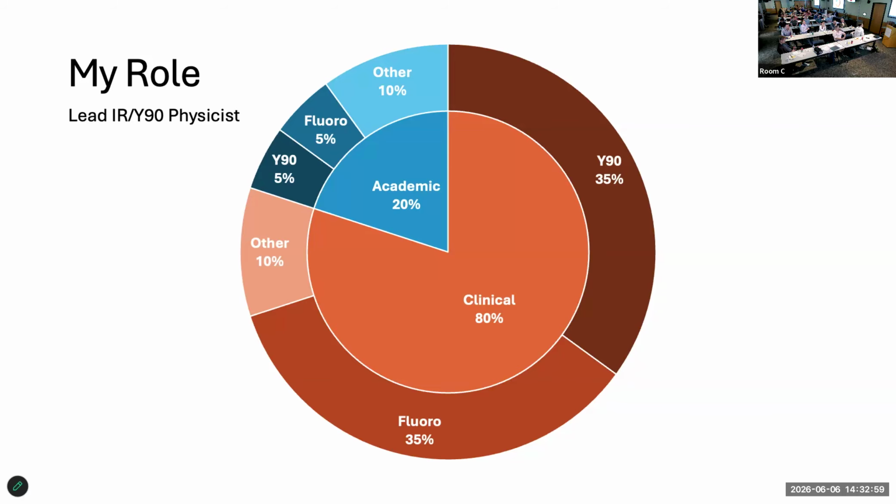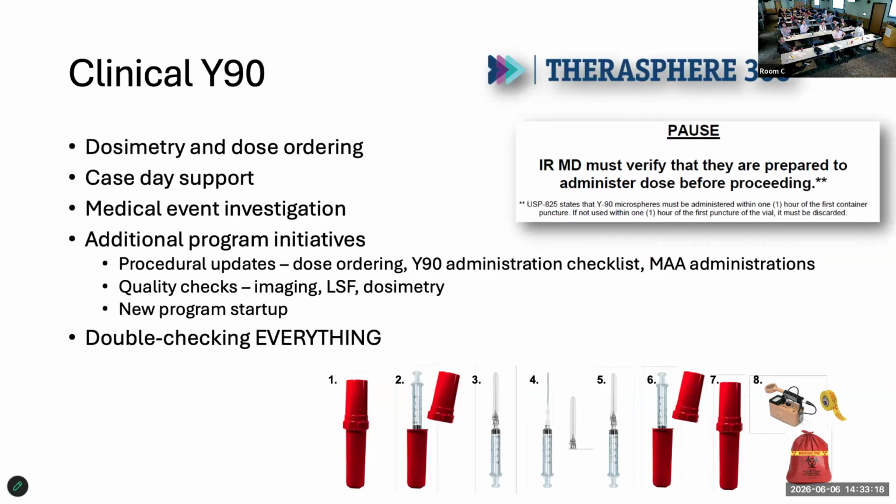My role is very unique in that I am 40% Y90, 40% fluoroscopy, and 20% fitting everything else that I do into my day. I'm 80% clinical and 20% academic, and I also try to split that up between Y90 and fluoroscopy. So the clinical Y90 tasks that I do are dosimetry and dose ordering. I am our local resident expert on Simplicity's dosimetry platform, both for single, multi, and voxelized dosimetry. So I teach the physicians how to use it, and I will provide additional support if they're like, hey, I want to get a D95 to this tumor. How do I do that?